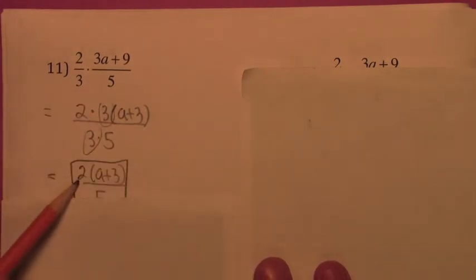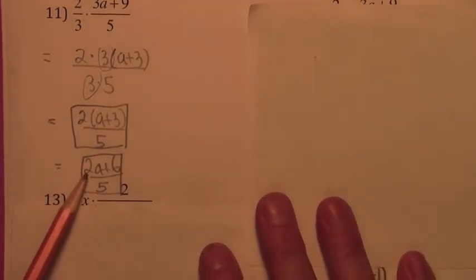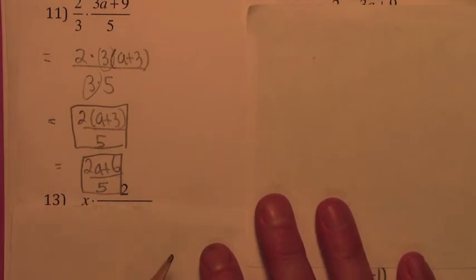Final answer, 2 times the quantity a plus 3 over 5, which you could also write like this. If you wanted to multiply it out, that would be okay too. 2a plus 6 over 5.